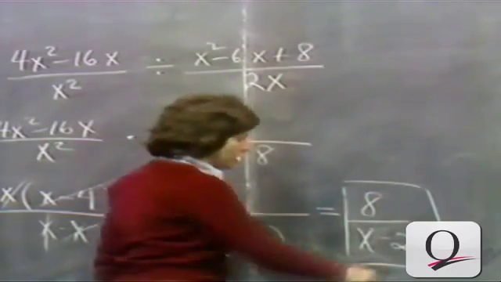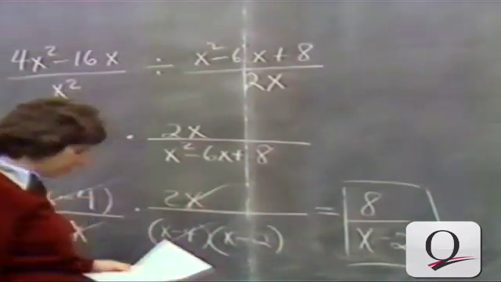You cannot cancel the 2 into the 8, since 2 is not a factor in the denominator. And that brings us to the end of the tape.